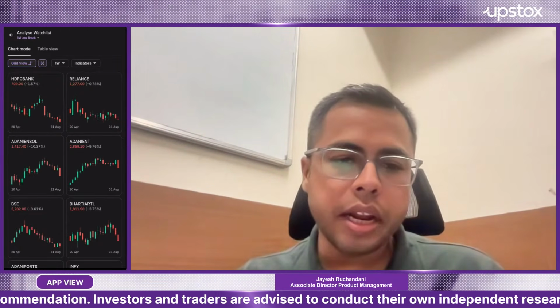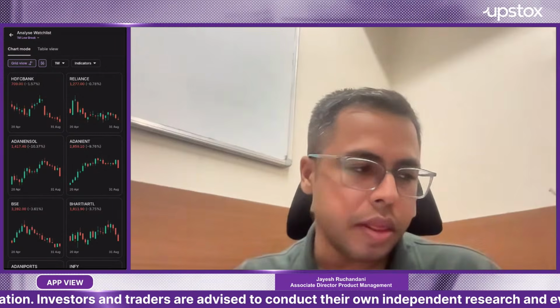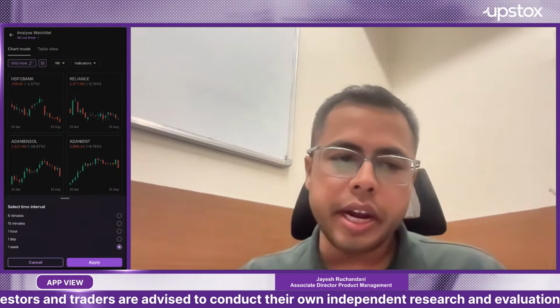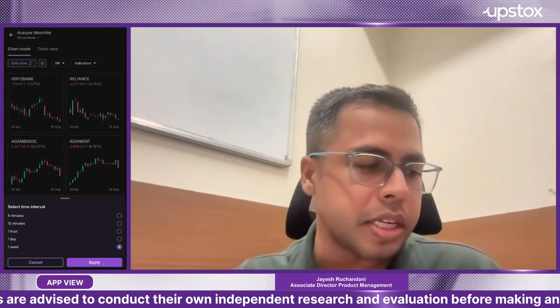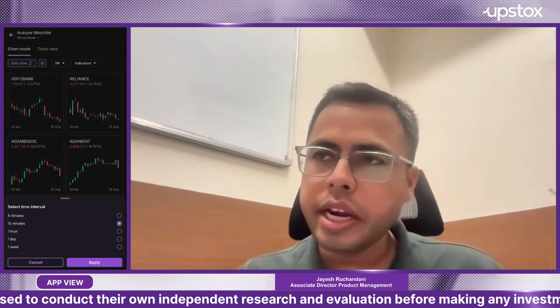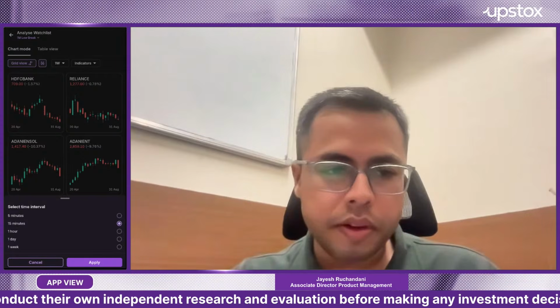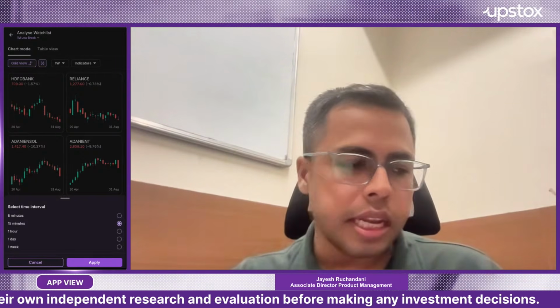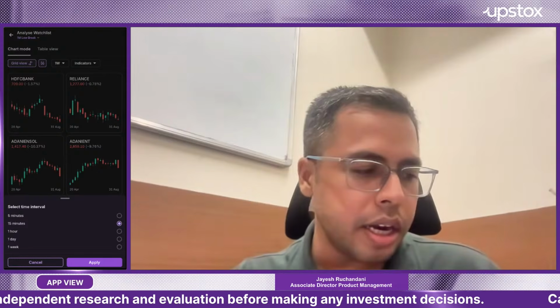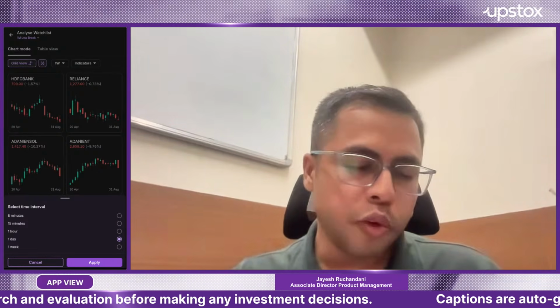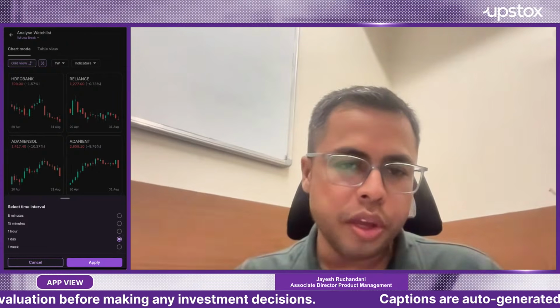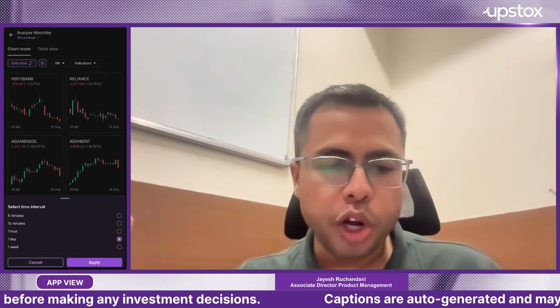Next is the candle interval or the price interval. If you are an intraday trader, the candles that you would be tracking are 5 minute and 15 minute intervals. If you are a swing trader, then 15 minute and 1 hour candles are what you can select. If you are a positional trader or a long term investor, then 1 day and 1 week intervals are available. So we are providing up to 5 intervals for you, depending on what you are looking for.